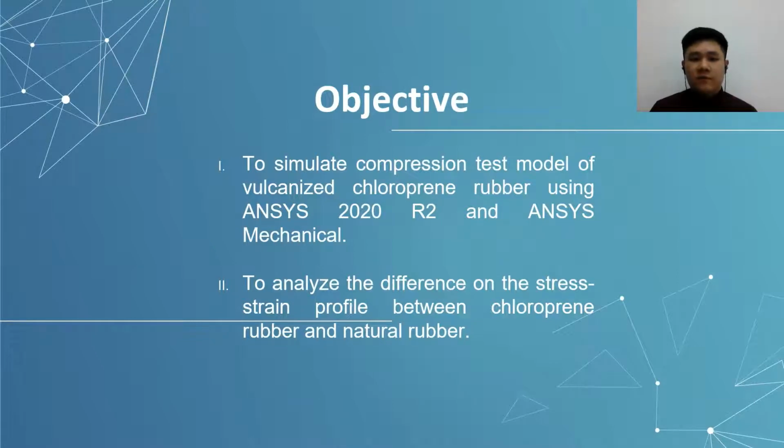There are two objectives in this project. The first objective is to simulate compression test model of vulcanized polychloroprene rubber using ANSYS 2020 R2 and ANSYS Mechanical. The second objective is to analyze the difference on the stress strain profile between polychloroprene rubber and natural rubber.